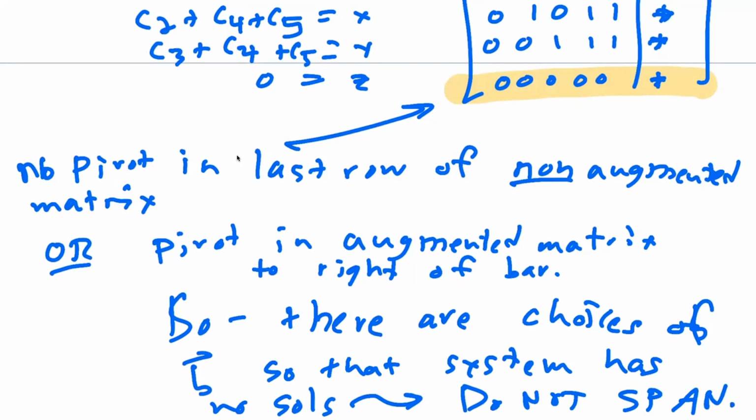There's something that's going to go here. I'll highlight in a different color. You know, I can choose things here to make 0, 0, 0, 0, 1, right? And that is exactly what it means that they do not span. It's inconsistent. There's not a solution. They don't span. All right.